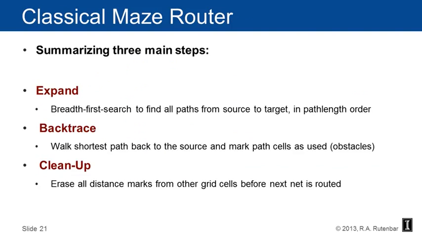Summarizing the 3 big steps: expand, a breadth-first search to find all the paths from the source to target in path length order. Why do we call it a breadth-first search? You find all the paths of length 3 before you find the paths of length 4. You find all the paths of length 4 before you find all the paths of length 5, and so on. Backtrace, walk a shortest path back from the target to the source, and then mark the path cells as obstacles so that you can keep routing. And then cleanup erases all the other stuff you put in the grid, returning it to its original and pristine state so that you can route the next net with the previous nets represented as obstacles.